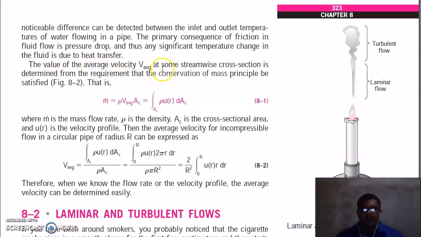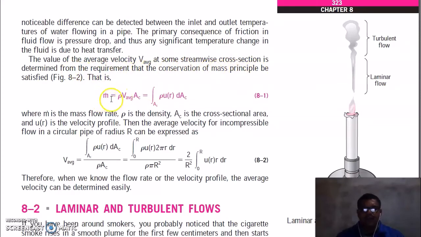Now, the value of average velocity at some streamwise cross section is determined from the conservation of mass principle, which is mass flow rate equals density times average velocity times Ac, which is constant or will remain the same. So this must be equal to the integral of density, u(r), the variable velocity, dAc, the cross sectional area, where u(r) is your velocity profile. Now you would integrate it.